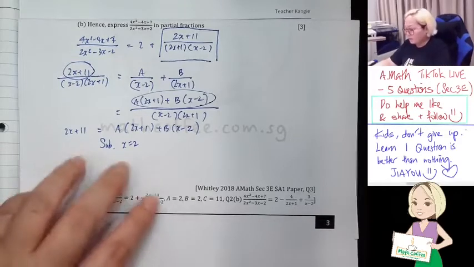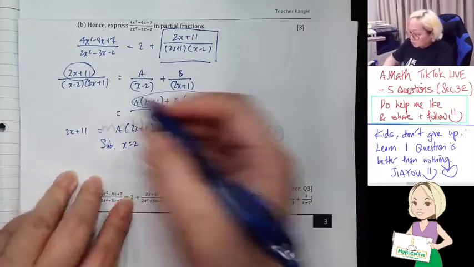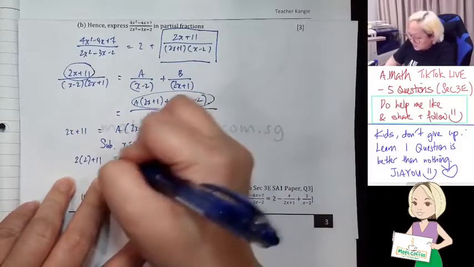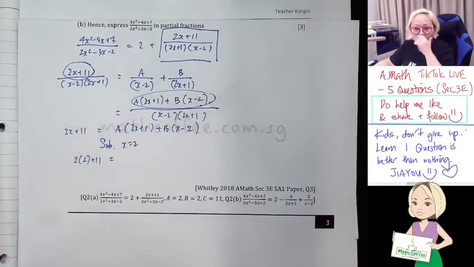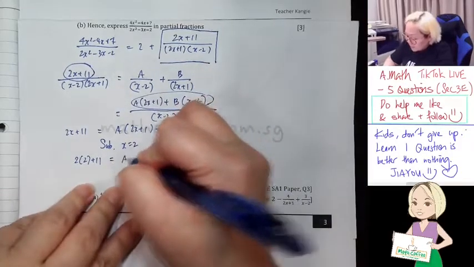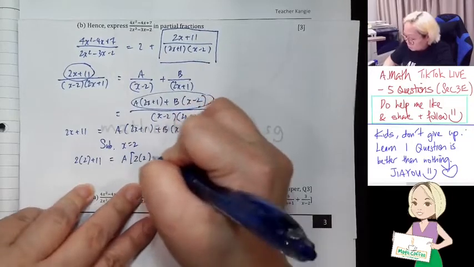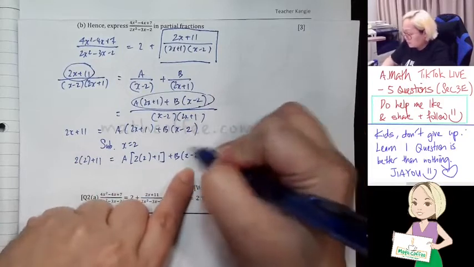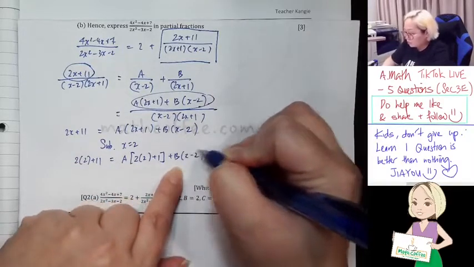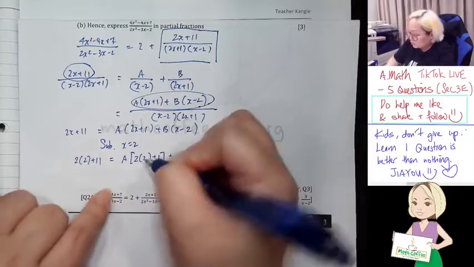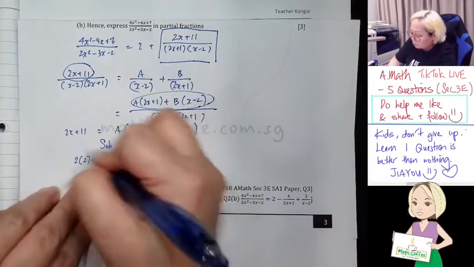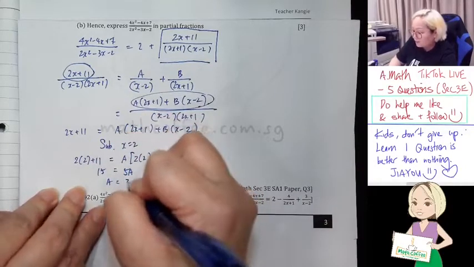Okay, so sub x equals to 2. It will be 2 times 2 plus 11 equals to A times (2 times 2 plus 1) plus B times (2 minus 2). We know this one will become 0, 0 times B will become 0. So my B disappears. That means 2 times 2 is 4, 4 plus 11 is 15, and 2 times 2 plus 1 is 5. So I am left with 5A equals to 15, and you solve it, you get A equals to 3.